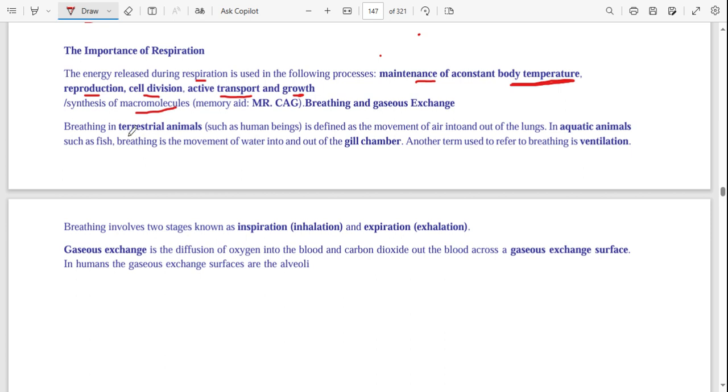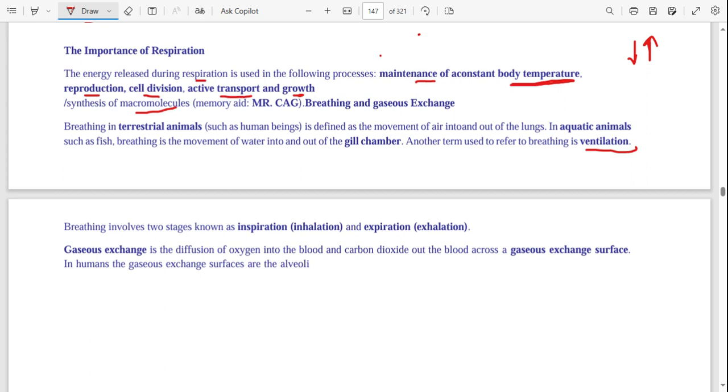So breathing in some animals which we call terrestrial animals, such as human beings, is defined as a movement of air into and out of the lungs. But in aquatic animals, animals that live in water, like fish, breathing is the movement of water into and out of the gill chamber. Okay, another term is ventilation. Now, ventilation is just the exchange of air. So air is going in, air is going out. That is ventilation.